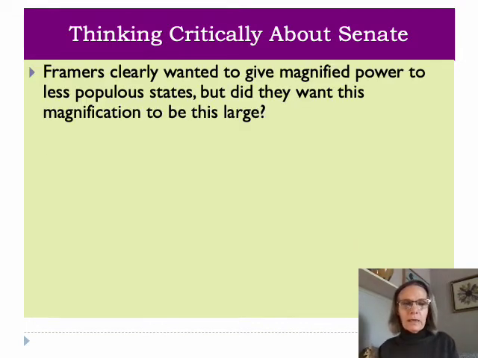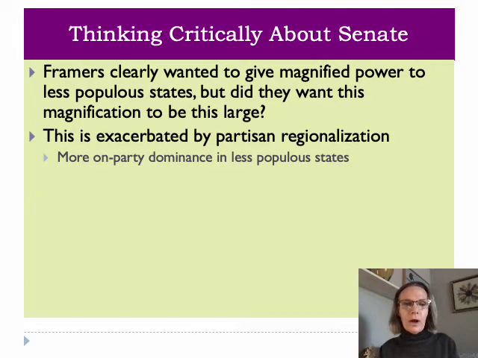The framers clearly wanted to give magnified power to less populous states. But the question is, do you think they wanted this much magnification? Did they want this magnification of the power of the less populous states to be this large? And it's exacerbated by something the framers didn't really even think about, which was parties.